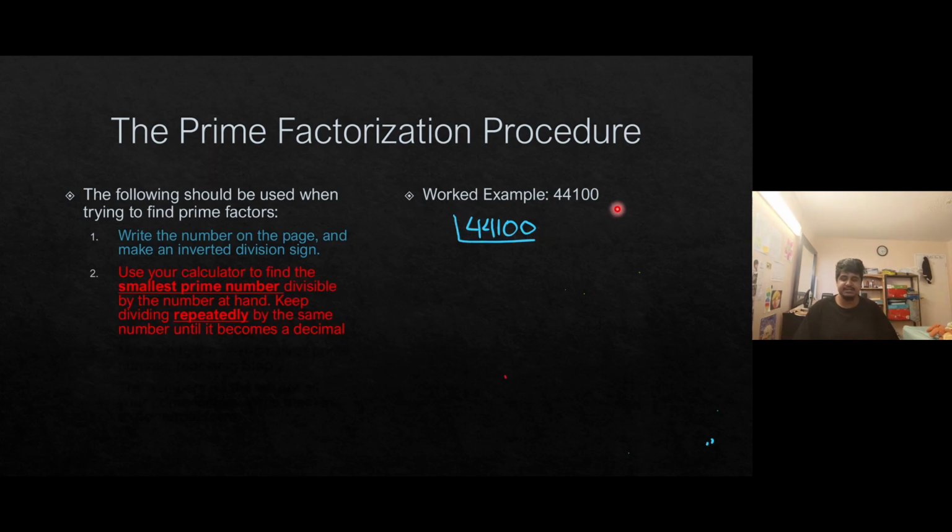The second step is to use, once again, your calculator to find the smallest prime number that's divisible by this number. So in this case, we have 44,100 again. And you keep doing this repeatedly. You do this again and again and again until it becomes basically a decimal, right? And so in this case, the first prime number that's divisible by 44,100 is 2. So I have that in green there. And that is equal to 22,050.